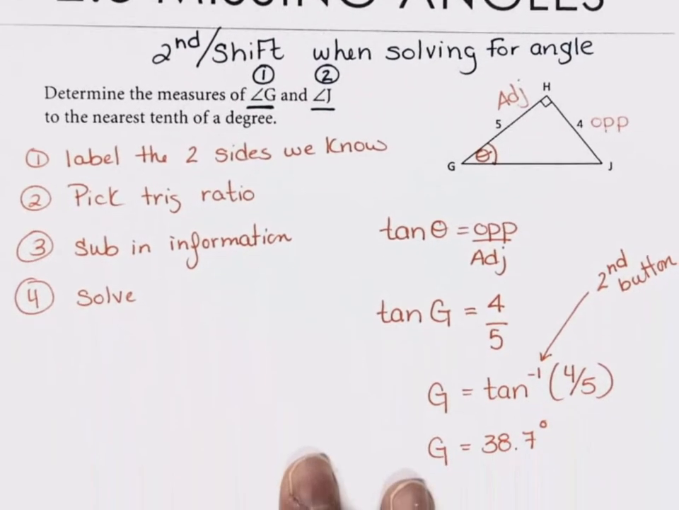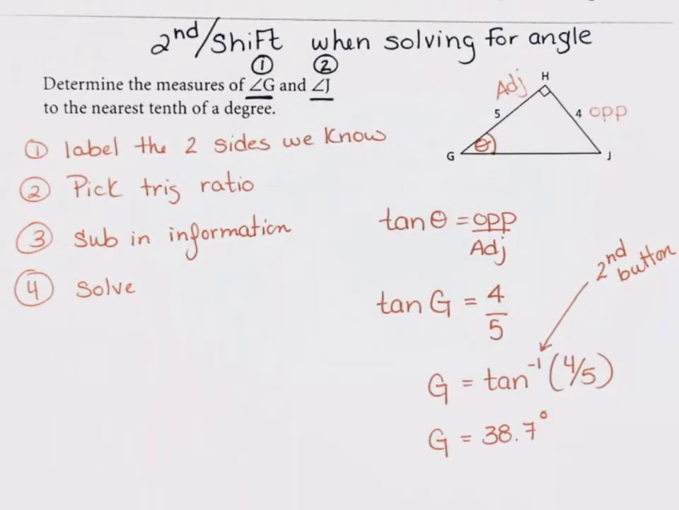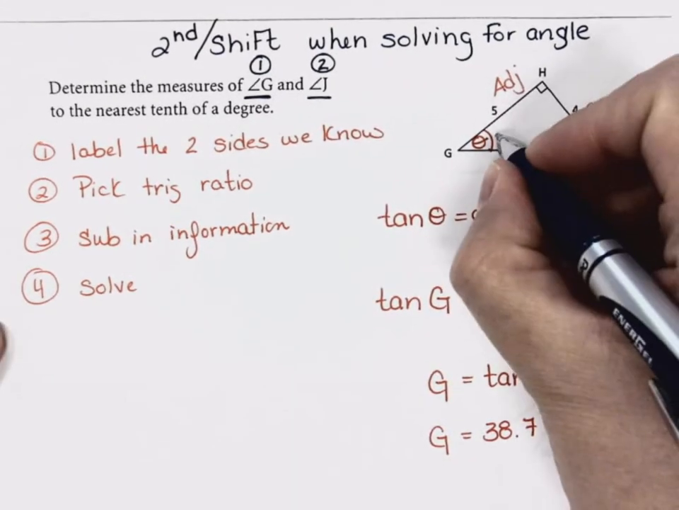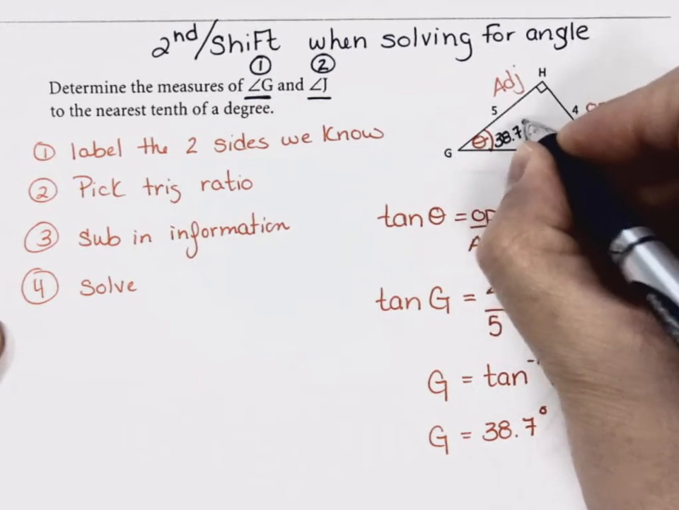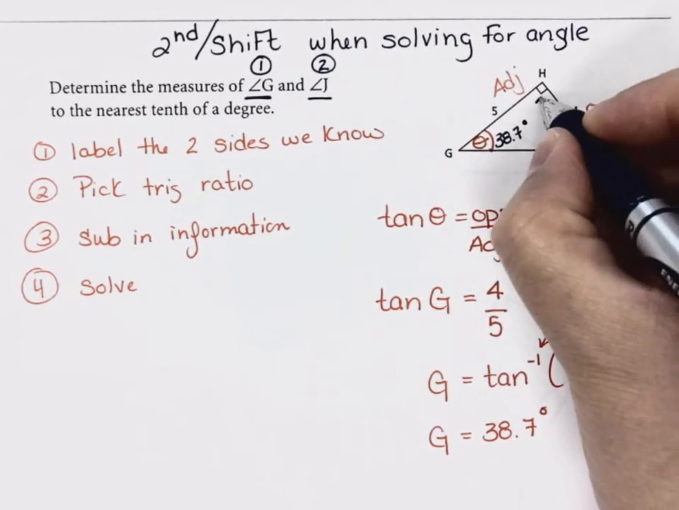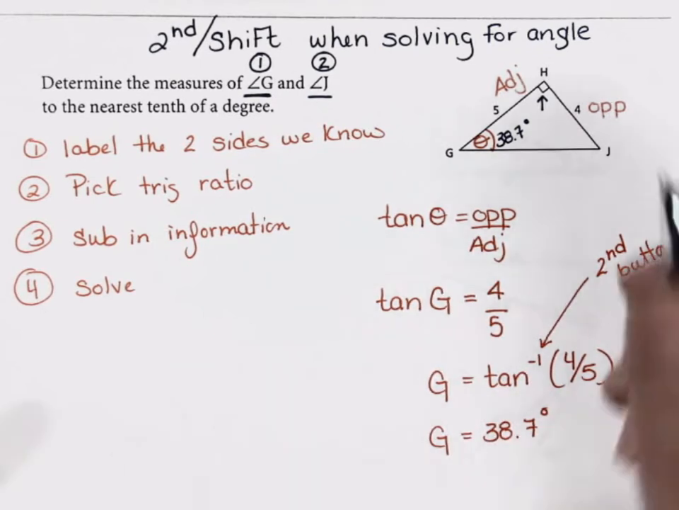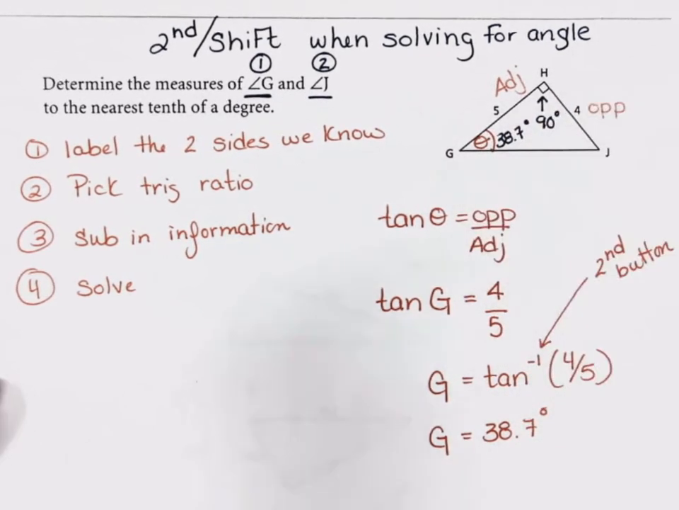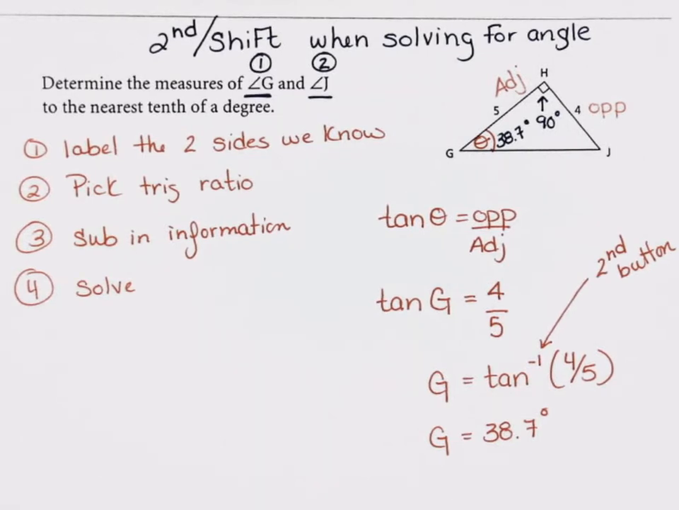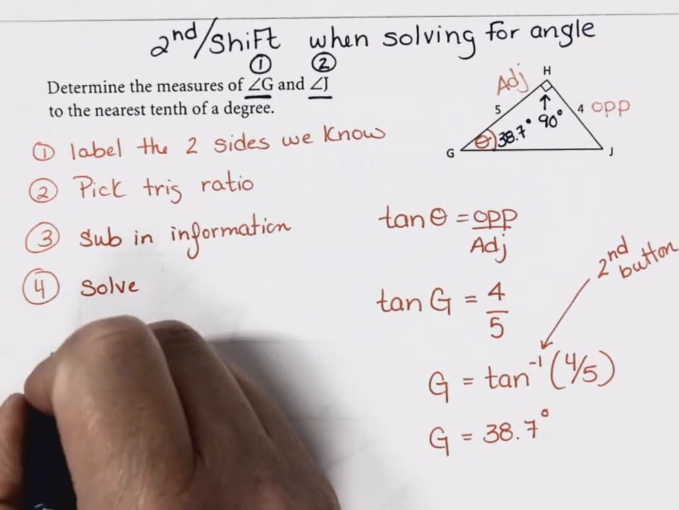So we need to find J now, angle J, right? This one is 38.7 degrees. What does that little box represent? How many degrees does that little box represent? 90. Yep. Because that's my right angle. So that's 90. Do I need to use trig to find my third angle? No, because you know that all 3 have to add up to 180.